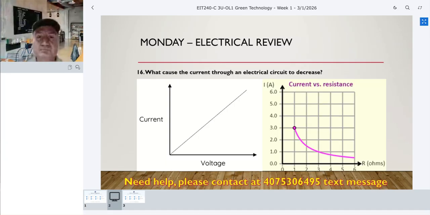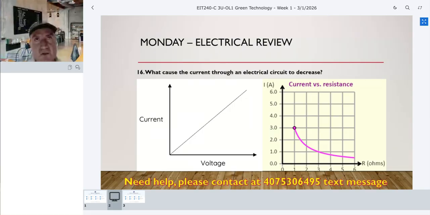Number 16 asks what caused the current through an electrical circuit to decrease. Pretty much this is Ohm's law. I have two graphics here as representation. If my current is at this point, my current decreased because my voltage decreased. In this graphic, current and voltage are directly proportional. What does it mean? My current and my voltage increase or decrease at the same time. So if my current decreases, it is because I decreased my voltage. This is one answer.